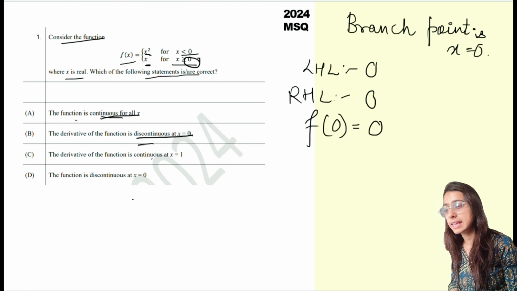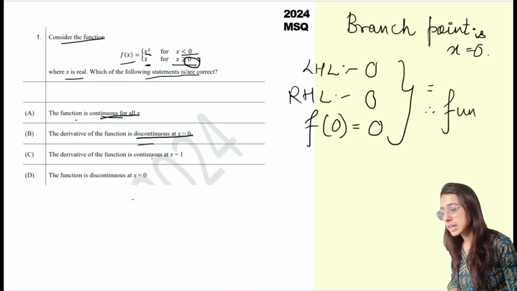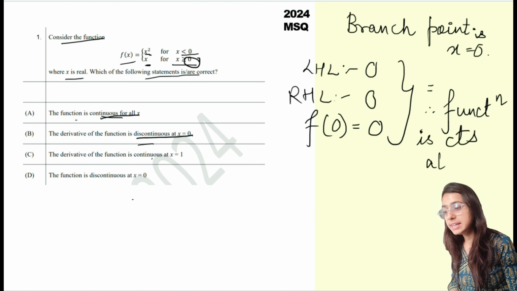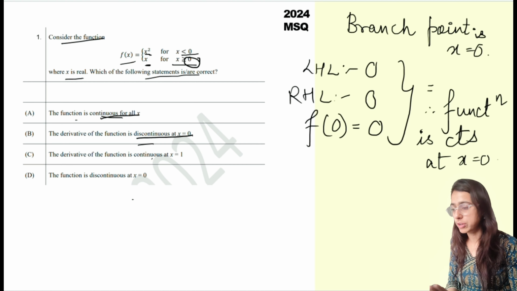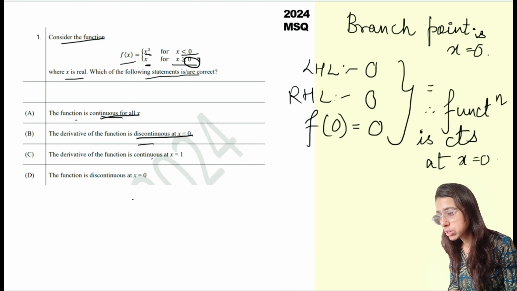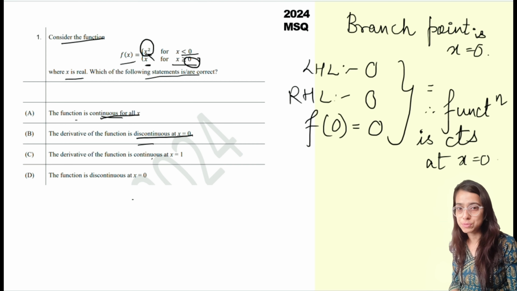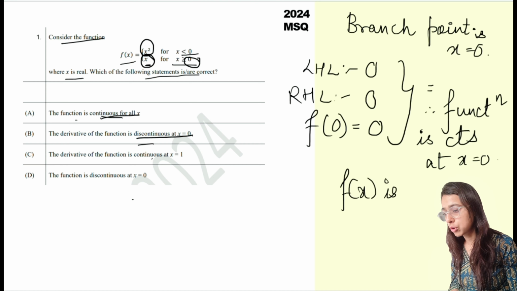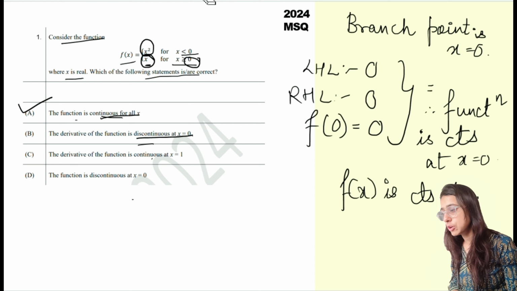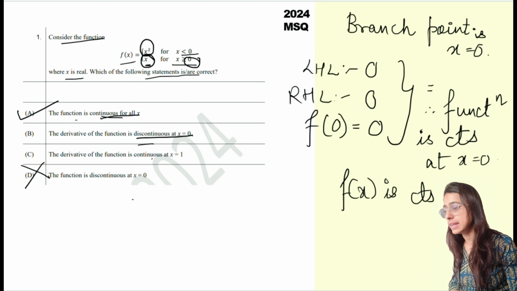Since these three things are equal, therefore the function is continuous at x equals 0, and it is by default continuous at all the other points, because x square is also a continuous function, x is also a continuous function. So we get that f of x is continuous for all x. So yes, option A is the correct option and option D is incorrect. Now we will see options B and C.